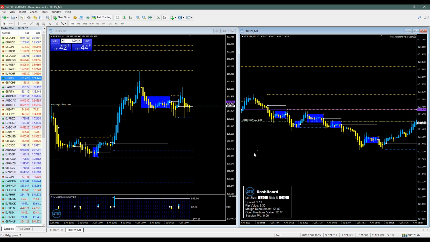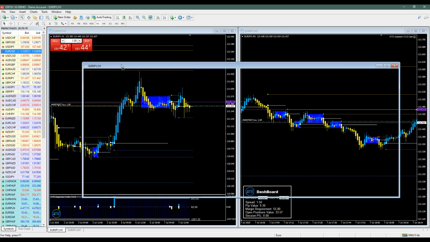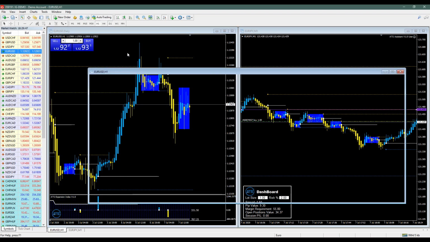All right, so there was one more thing that I wanted to go through, and that would be the euro dollar example. Euro dollar is a tricky one right now because we went through and had a whole phase. I'm going to bring this up on the daily.